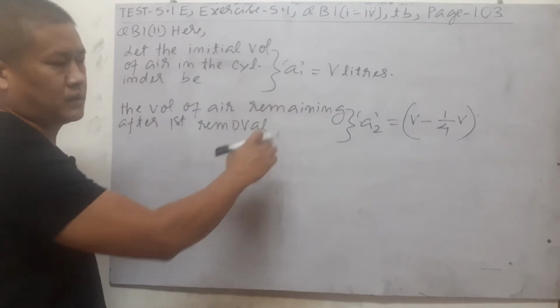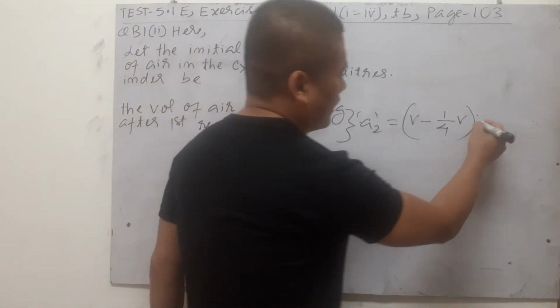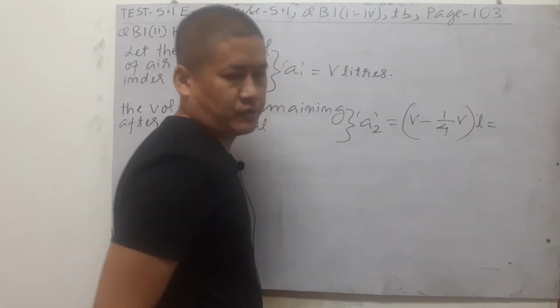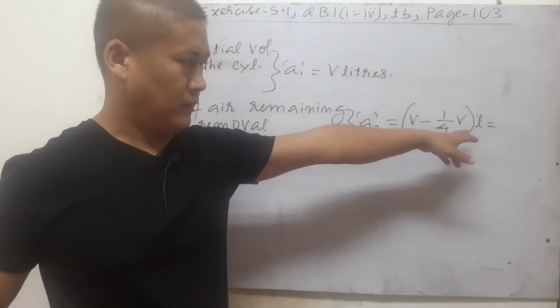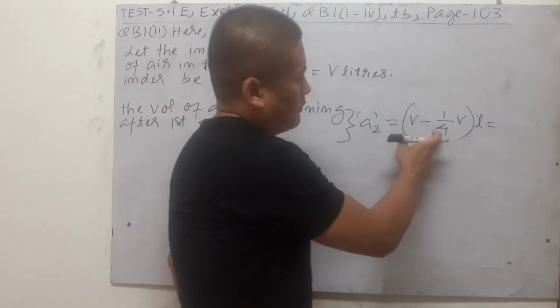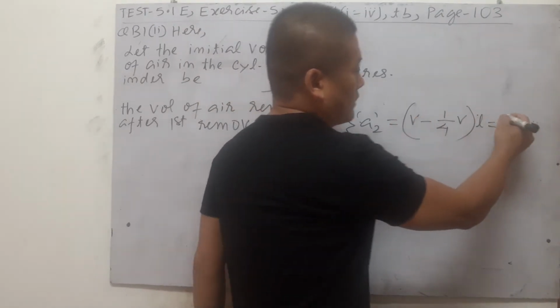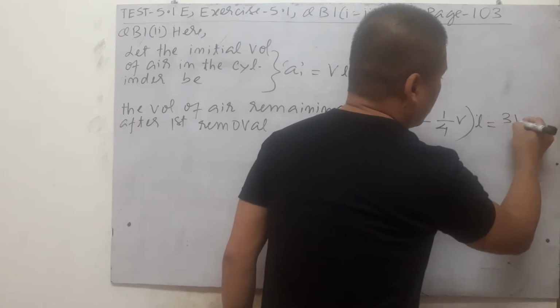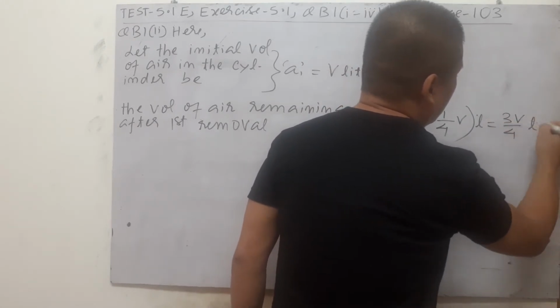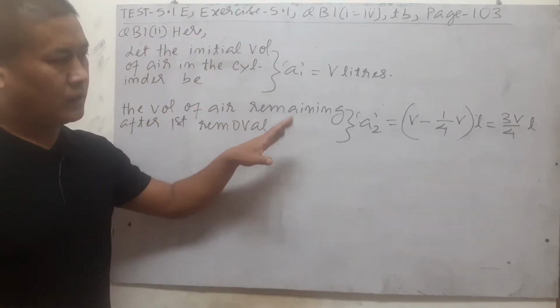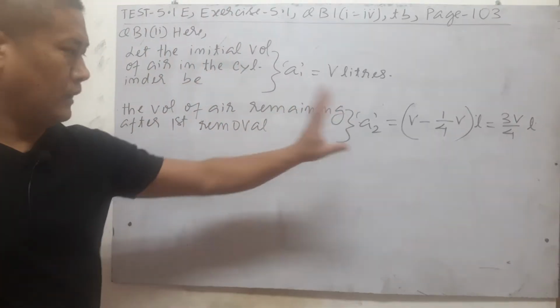So V minus removed is remaining. The word remaining means after subtraction, whatever is left. So this much liters, and liters can be represented by the single letter abbreviation small l. 4 into V is 4V, 4V minus 1V is 3V/4 liter. This is the air remaining in the cylinder after the first removal, that is A2.